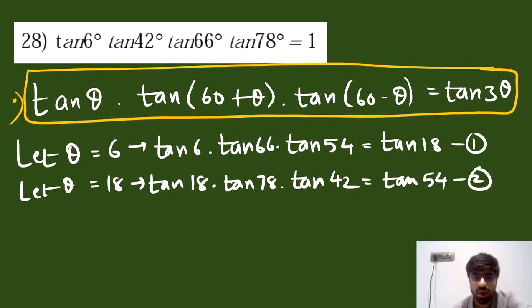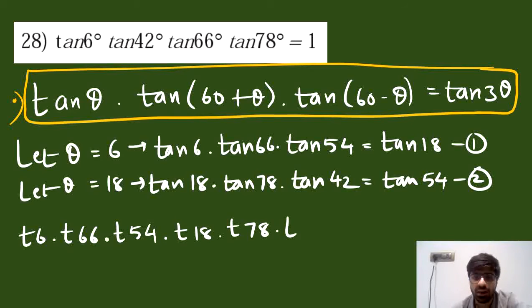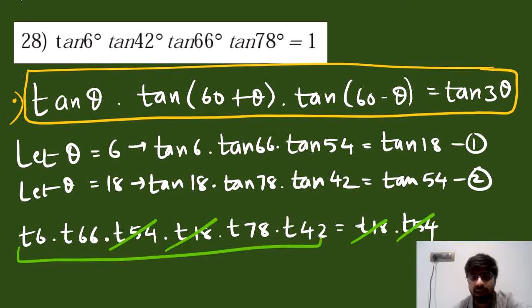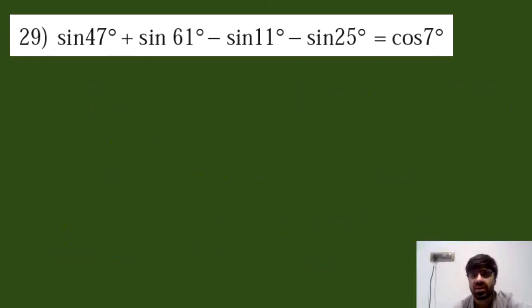So when you multiply the two equations, then on the left hand side you will have tan 6 into tan 66 into tan 54 into tan 18 into tan 78 into tan 42. That will be equal to tan 18 into tan 54 on the right hand side. Tan 54 and tan 18 get cancelled. The value of the entire leftover expression is then equal to 1. So that's how we are solving the 28th question. Moving on with the 29th one.